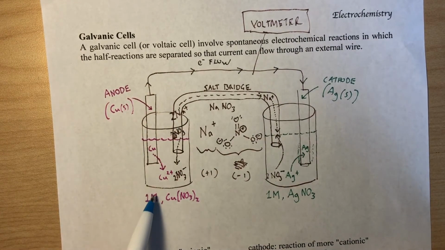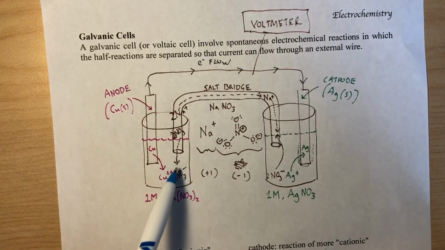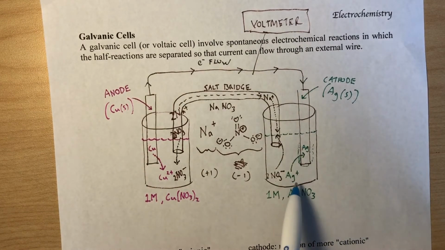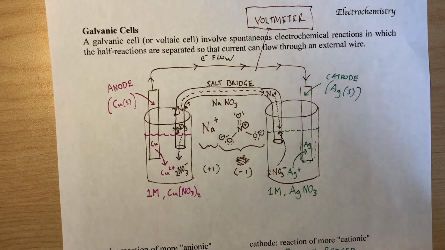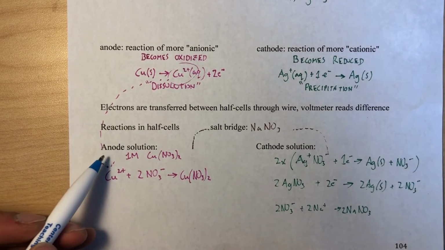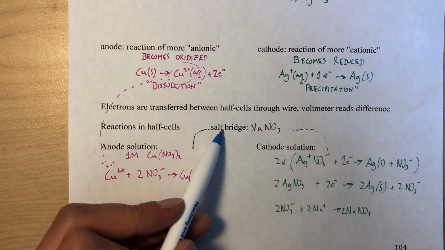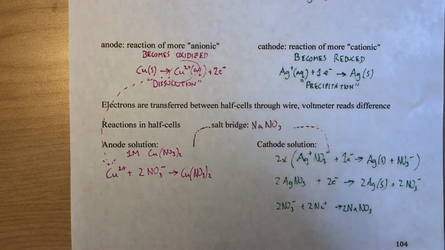Your solution of copper nitrate at the anode, an electrode that's being oxidized, a salt bridge that's reforming the salt in solution, electrons being transferred over to the cathode where it reduces silver out of the silver nitrate solution onto the electrode. And so over on the anode side, we have a reaction of copper 2+ reacting with nitrate to form copper nitrate. And that's connected to the salt bridge, which is also producing the sodium ion to react with the nitrate that forms from that half reaction to form sodium nitrate.